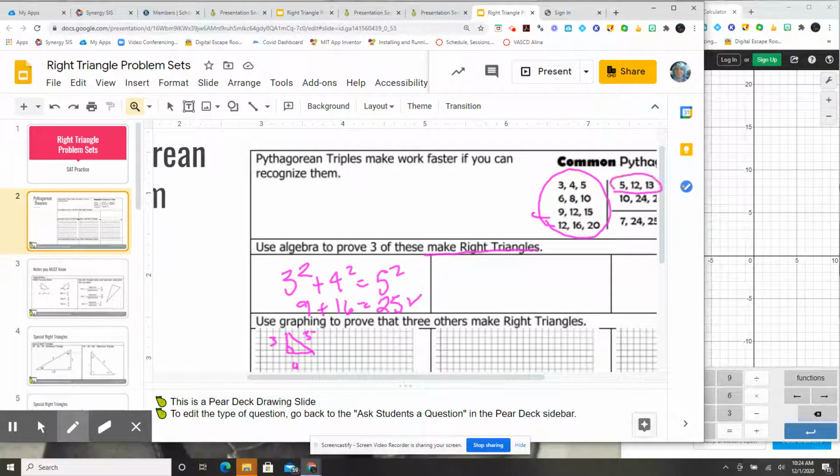Let's do 5, 12, 13. 5 squared plus 12 squared equals 13 squared. So 25 plus 144 equals 169. That works because 25 plus 144 equals 169. We can draw that triangle out also to prove it. So we do 5, 1, 2, 3, 4, 5.